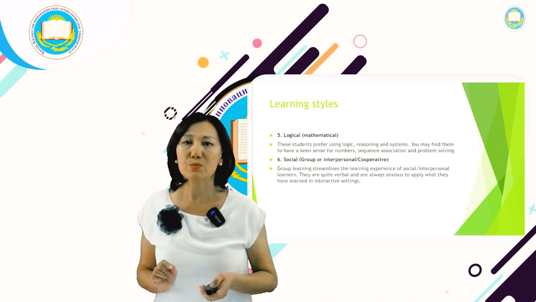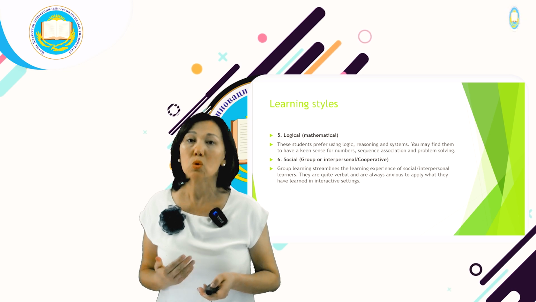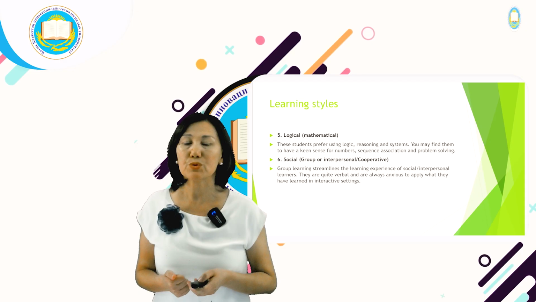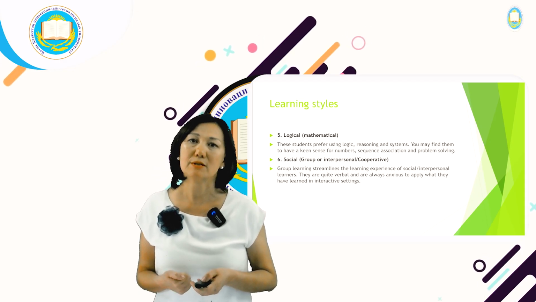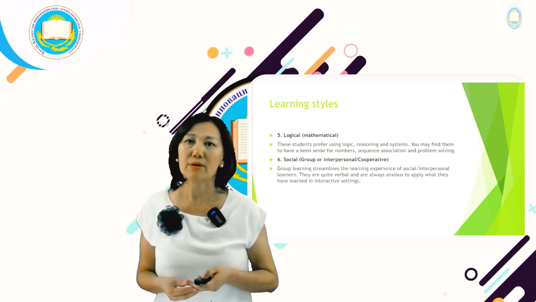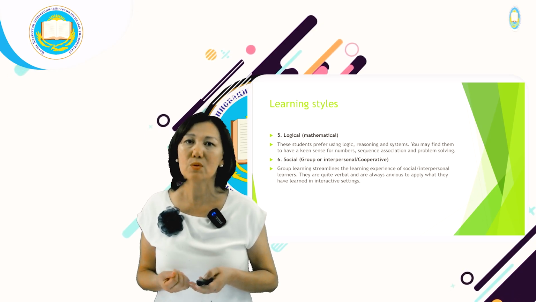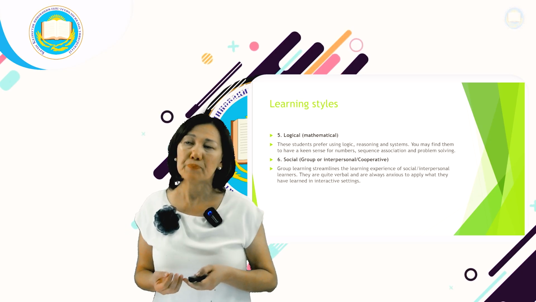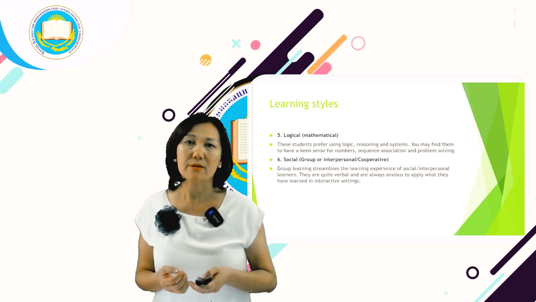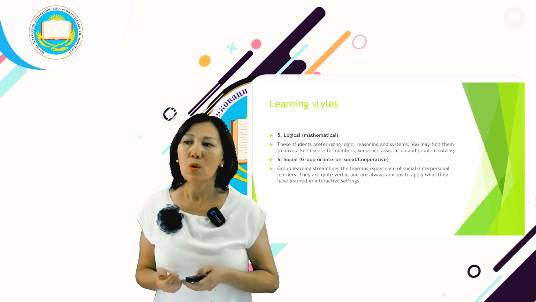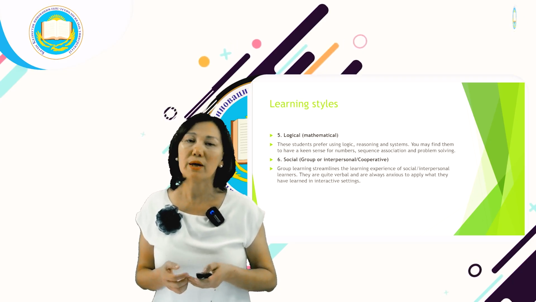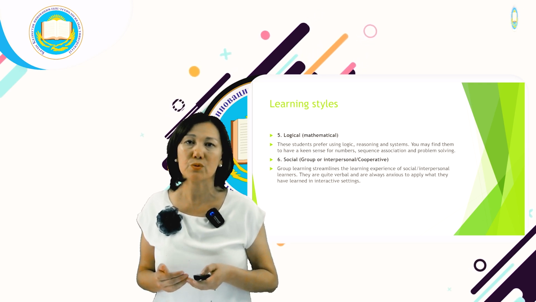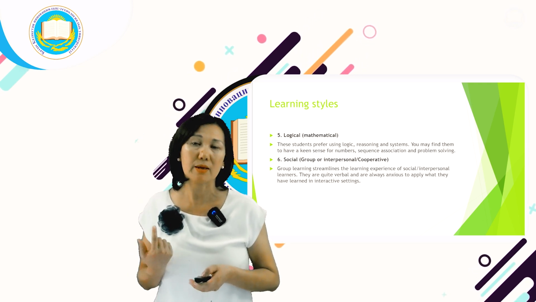So the next learning style is logical or mathematical learners. These students prefer using logic, reasoning, and systems. You may find them to have a keen sense for numbers, sequence, association, and problem solving. In such a case, you may use different puzzles in your class, for example, or treasure hunting games, and so on. Such learners prefer these in order to develop their critical thinking skills.